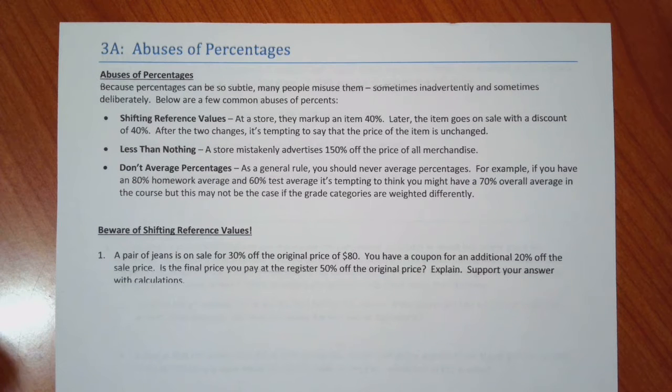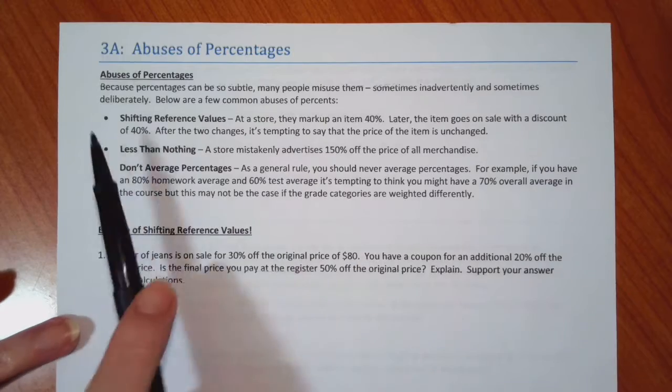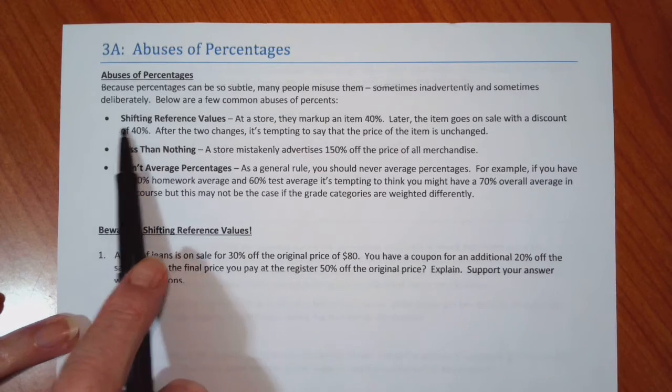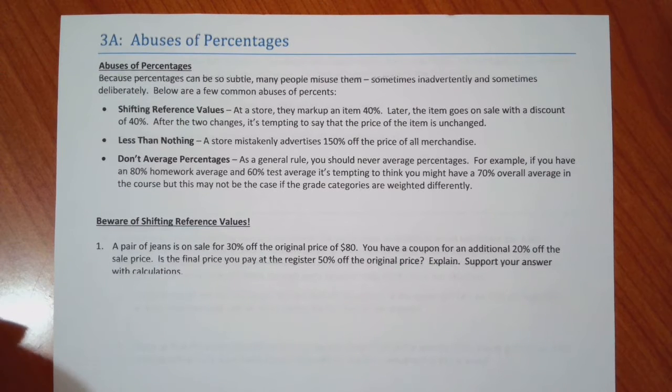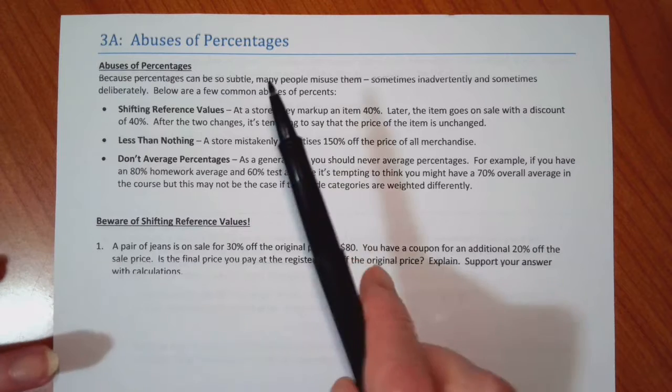Okay, the last part of 3A is abuses of percentages, and these are just some common things that you're going to find that people who have not taken this class can possibly be taken advantage of. The one I want to focus on the most is the shifting reference values. And that doesn't make a whole lot of sense, but really it's something exactly like you see.